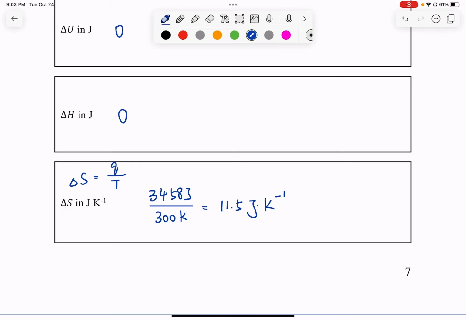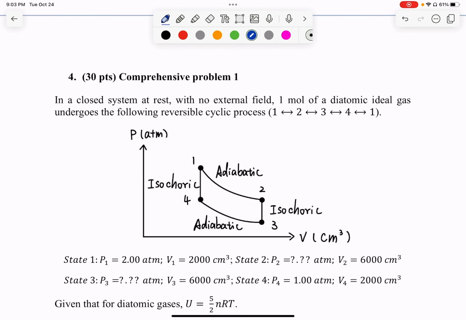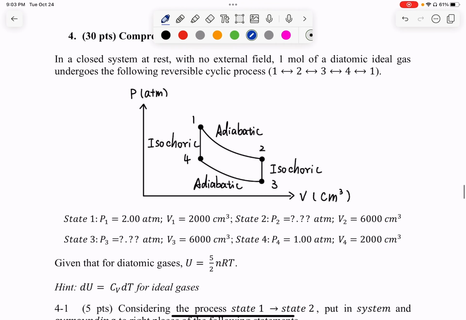Okay, next up, comprehensive problem number 1. Now we have all these systems; we will continue to come back to this figure. From 1 to 2 is an adiabatic process, so you can instantaneously write down Q equals 0. From 2 to 3, that's an isochoric process. From 3 to 4, it is adiabatic, and from 4 to 1, it's again isochoric.